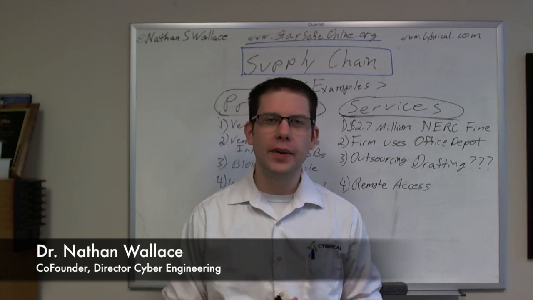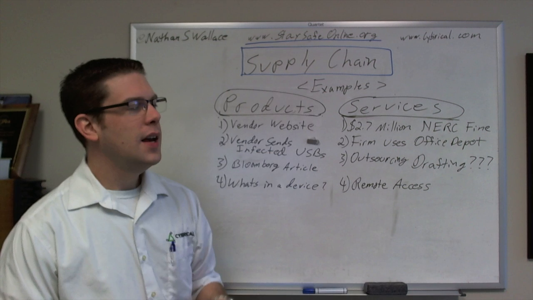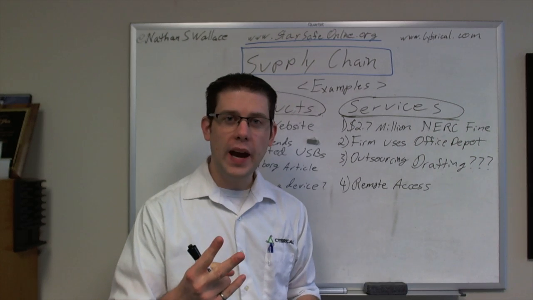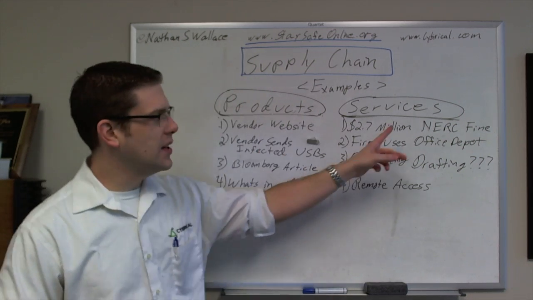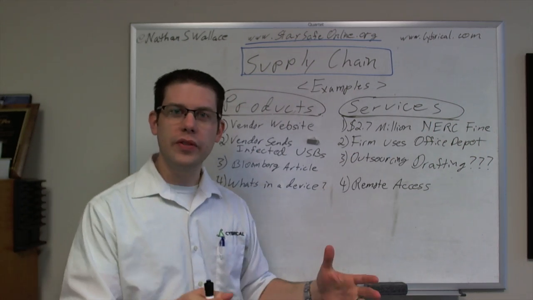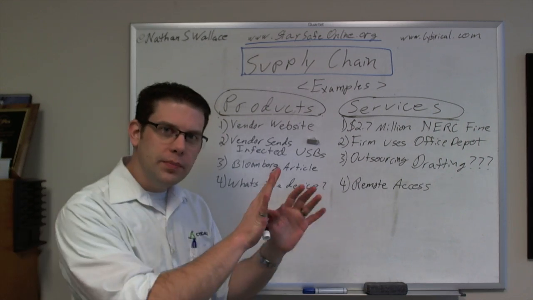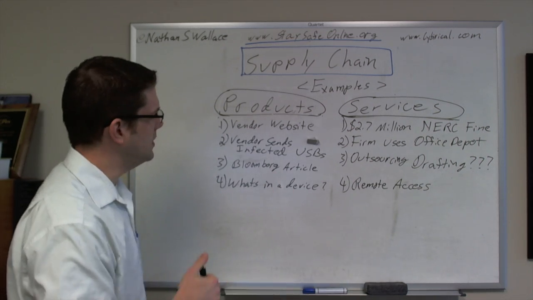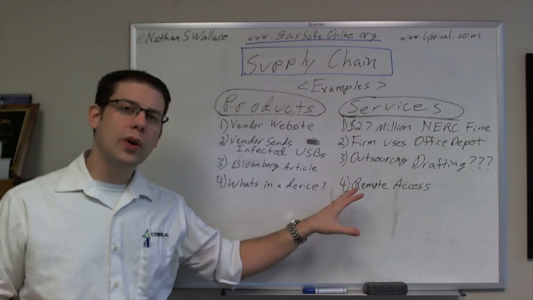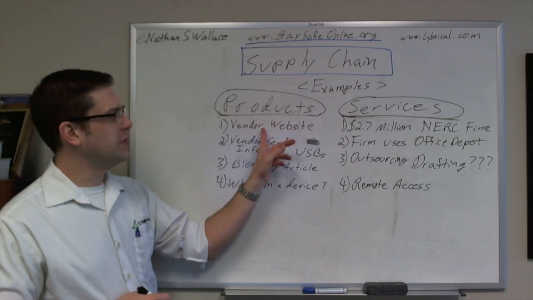Today's topic is supply chain. Basically, I like to divide this up into two different categories, right? We have products and then we have services, two different things. But it helps to separate these different issues. And these are real world examples, right? So the first one, products, vendor website.